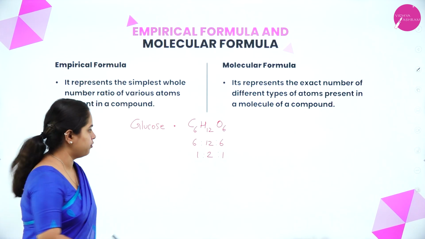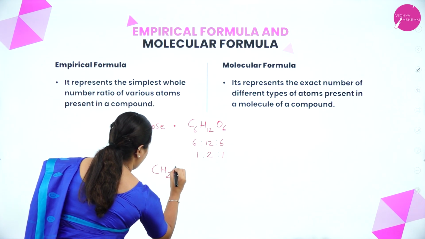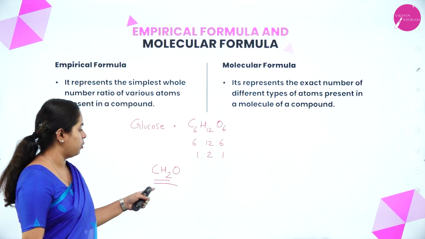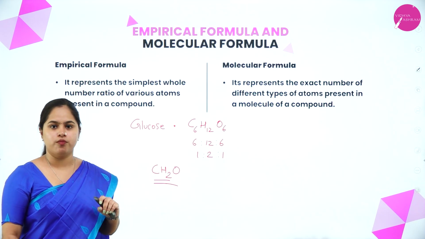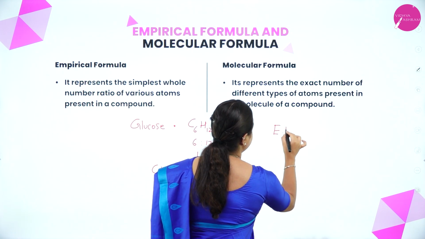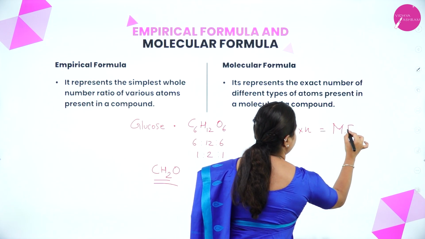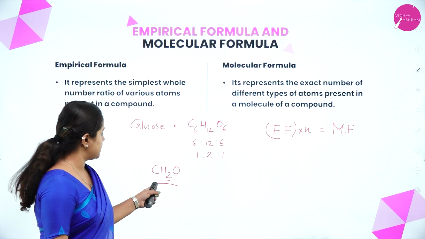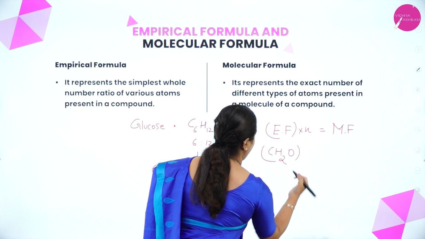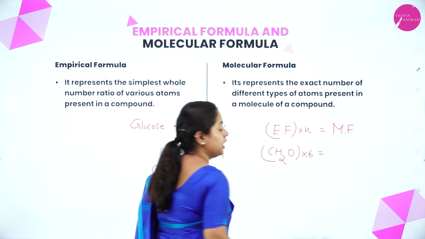Now, what will be your empirical formula? Your empirical formula will be CH2O, right? Yes, the ratio is 1:2:1, so your empirical formula will be CH2O. Clear? So, can I write it in this way? My empirical formula multiplied by some number will give you the molecular formula. Yes or no? In this case, what was the empirical formula? It is CH2O. Now, if I multiply it by the number 6, what would you get as your molecular formula?